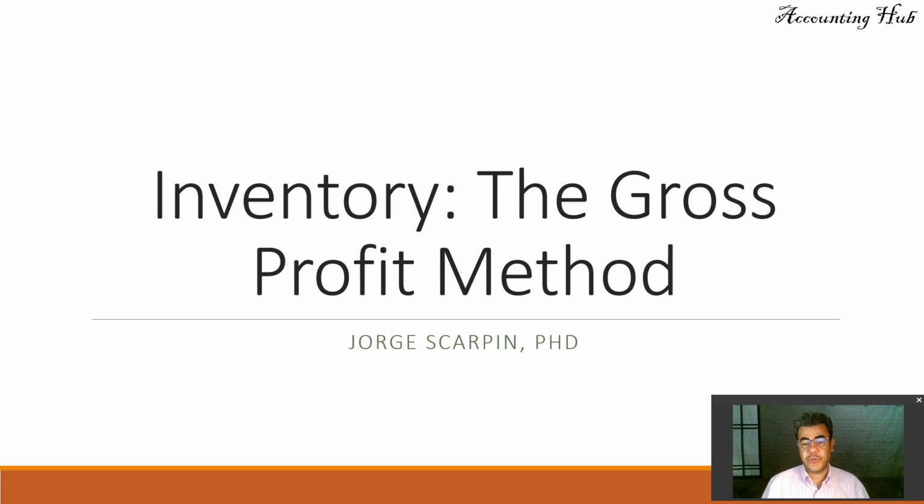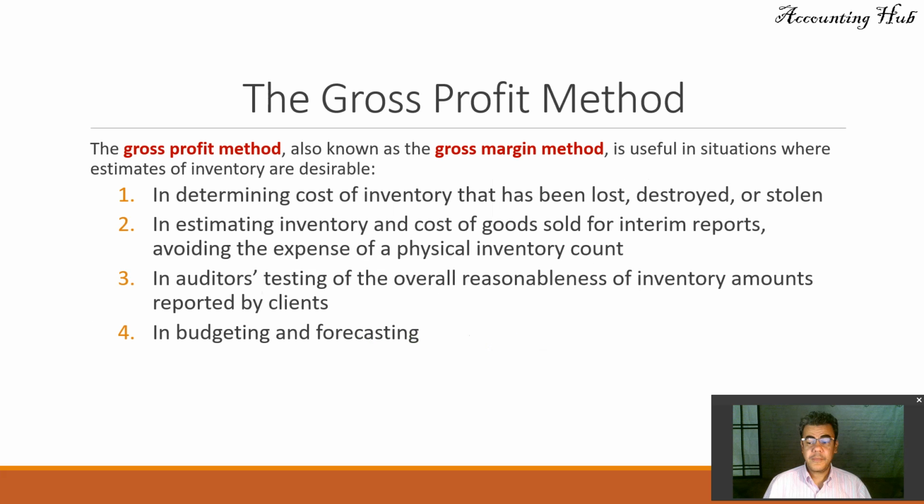And what is this method? First of all, it is also known as the gross margin method. It's useful in situations where estimates of inventory are desirable. So here we are working with estimates of inventory. It is not allowed for 10-Ks in the US or for financial statements at the end of the fiscal year under US GAAP or IFRS, because there we need the physical counting or physical amount of inventory.